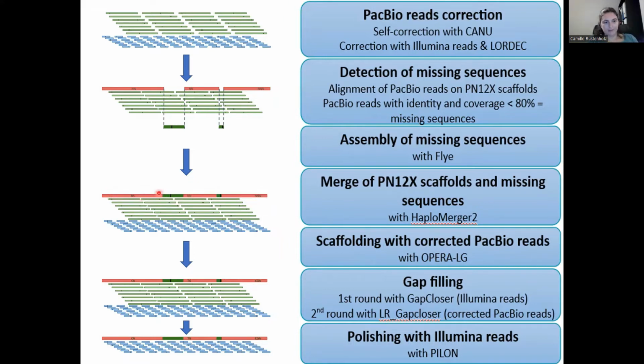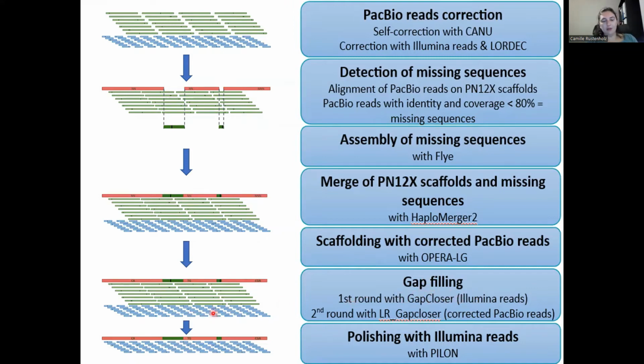here in red, along with some dark green sequences, which are new PacBio assembled sequences. But we knew that the PacBio sequences still have errors, so we needed to perform some polishing and improvement on that. So first, what we did is a gap filling step.